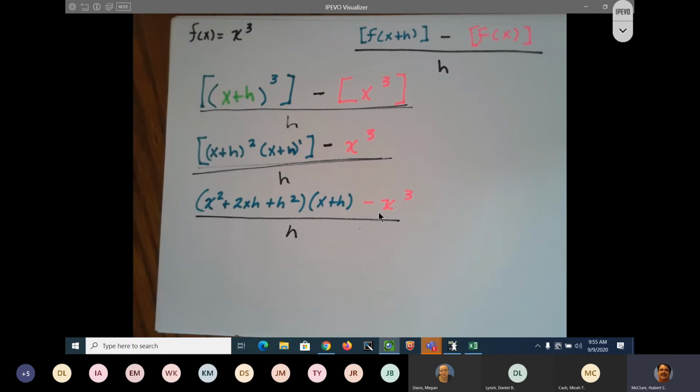Now this is where students get kind of bumfuzzled, because they forget how to distribute the X and the H. And that's where the careless mistakes drop in, as well as the forgetful moments.